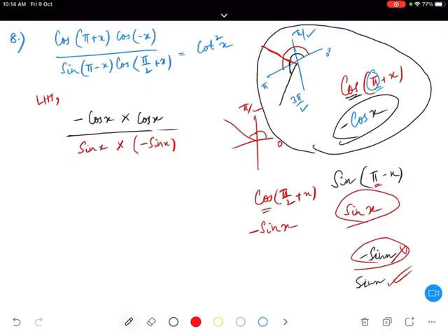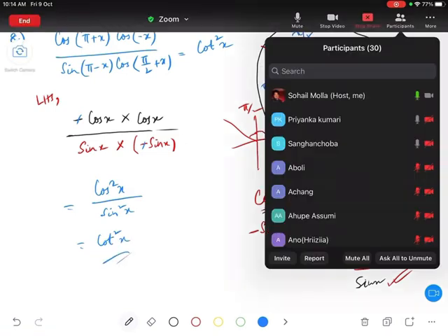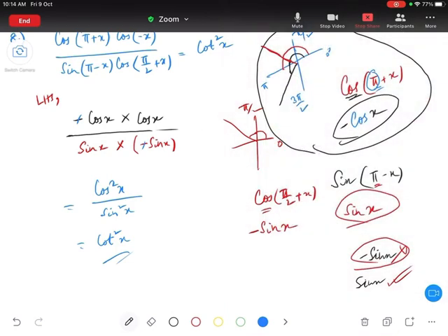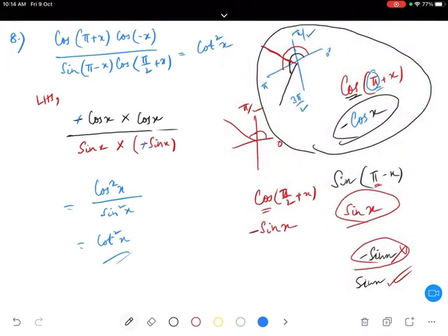So what happens here? Minus minus gets cancelled away. We have cos square x divided by sin square x, which is cot square x. That's my answer. It's so easy, but we should not have so much confusion about finding these angles. Please go through those trigonometric videos.